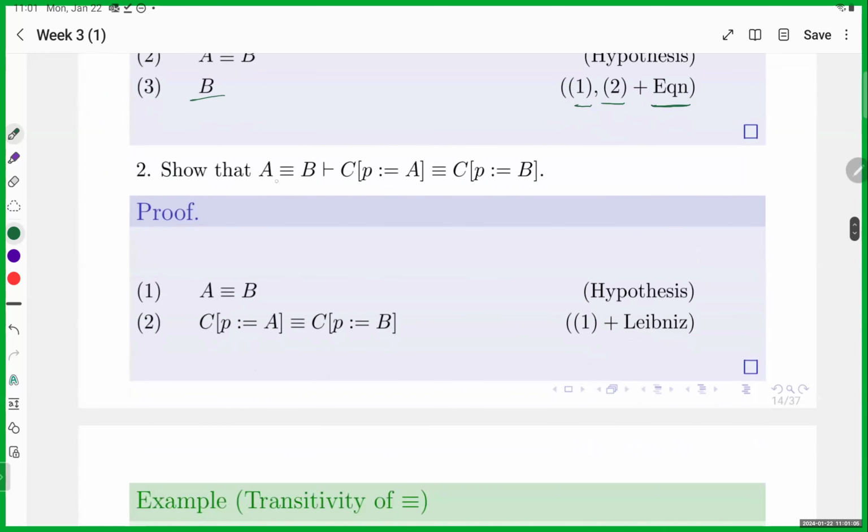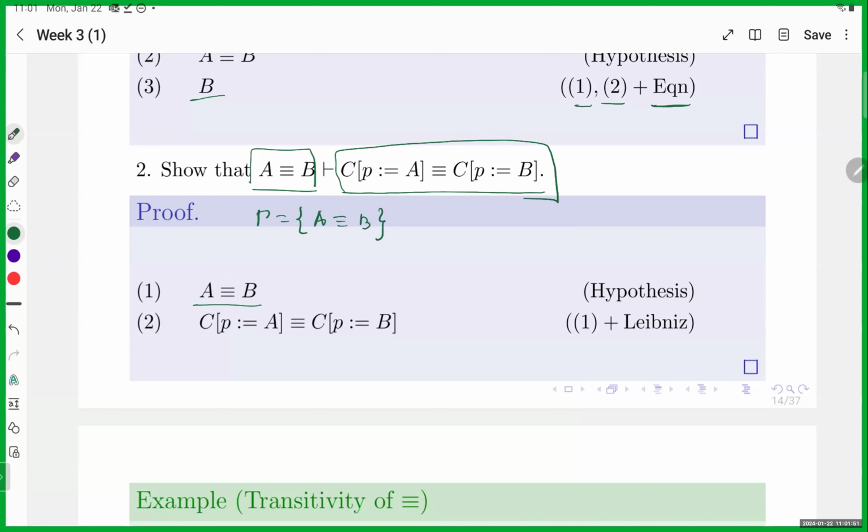Now, another trivial one. This is again just the application of the Leibniz rule. If you have A is equivalent to B, then for a formula C and variable P, this entire formula is a gamma theorem. Why is it a gamma theorem? Because I can write a gamma proof for it, where gamma is, in this case, the singleton that contains one hypothesis, A is equivalent to B. At each step, I can write a hypothesis or an axiom. Here, in this case, we write a hypothesis.